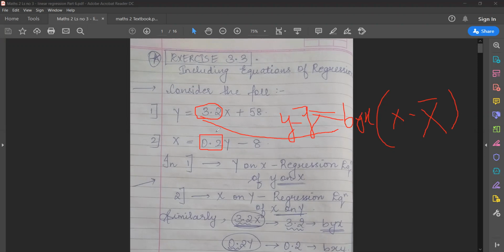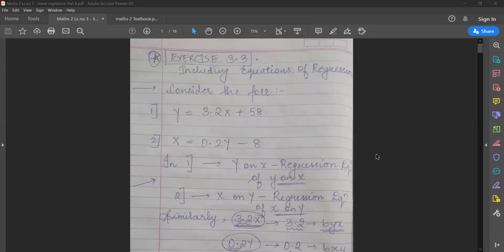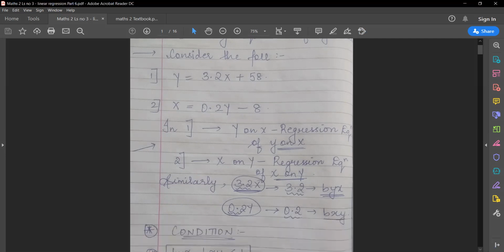Similarly, the value in front of y, 0.2, can be called bxy. So this is the topic you have to remember. Up till now you need to find byx and bxy by various formulas, right? Like in exercise 3.1 we saw big formulas being used. In exercise 3.2 you had standard deviation, sigma x, sigma y, r given. Now this is the third type of finding out byx and bxy, that is, by regression equations.